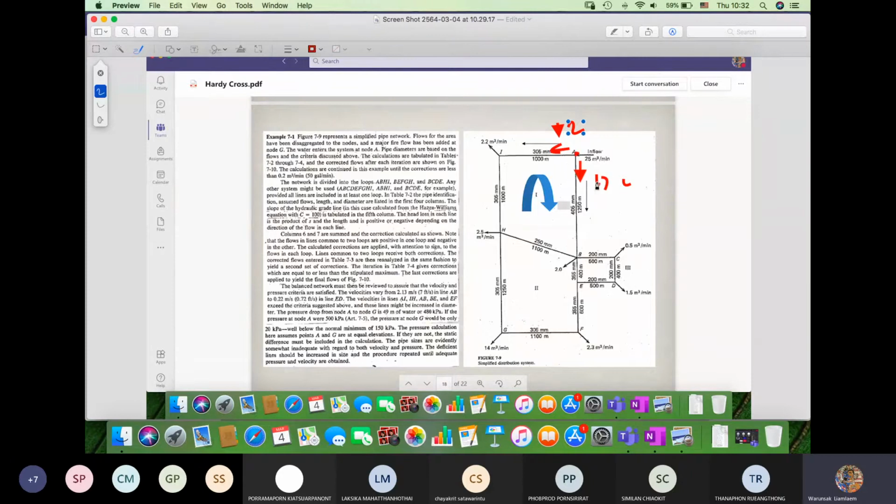Okay, so you can make this one 13 and this one 12, and you can make other flow rates in the other pipes. You can assume the directions, any directions you want, because at the beginning we are not sure which directions they are moving. You can assume any directions. This is the first thing you need to do, and then assume the flow.